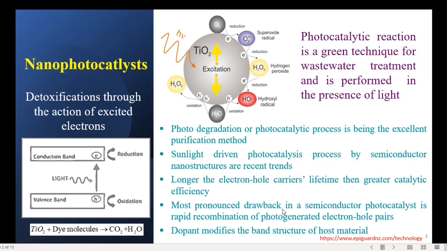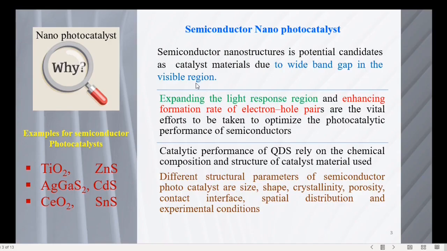However, the most pronounced drawback in a semiconductor photocatalyst is rapid recombination of photogenerated electron-hole pairs. It is overcome by the addition of a suitable dopant material in the matrix of the host material. The semiconductor nanostructures are potential photocatalyst materials due to their wider band gap in the visible region. Accordingly, expanding the light response region and enhancing the formation rate of electron-hole pairs are the vital efforts to be taken to optimize the photocatalytic performance of semiconductors.